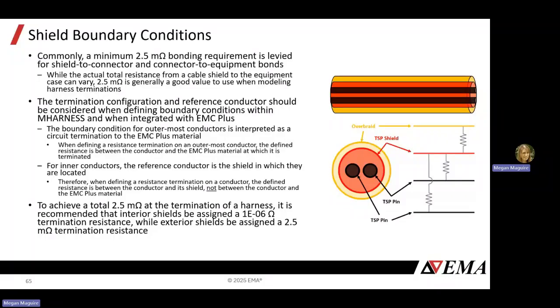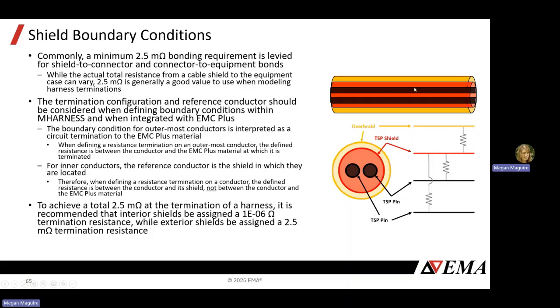So, boundary conditions. Commonly, 2.5 milliohms is the requirement for a shield to connector or connector to equipment bond. The total resistance from the cable shield to equipment can vary, but 2.5 milliohms is a good value to use when simulating or modeling. The termination, configuration, and reference conductors should be considered when you're applying these boundary conditions.